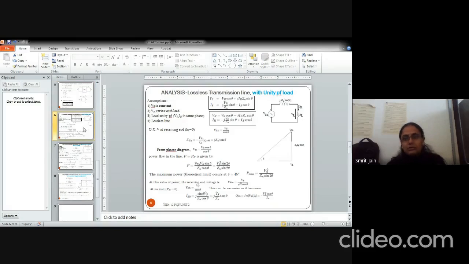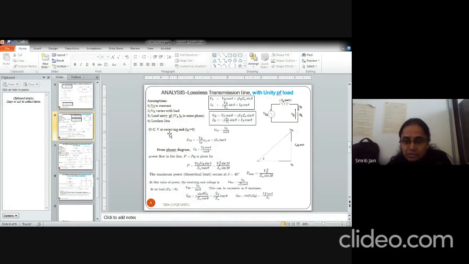Now, if we talk of the analysis of these lines, we have modeled the transmission line, and we have modeled it for lossless as well as lossy line. So, if you want to analyze it, there can be two conditions. With unity power factor load, we can make this Thevenin circuit. The phasor diagram will be like this. So, the two equations derived above are given here. The assumptions are Vs will be constant, VR will be varying with the load. Unity power factor load is taken, and the line is lossless.